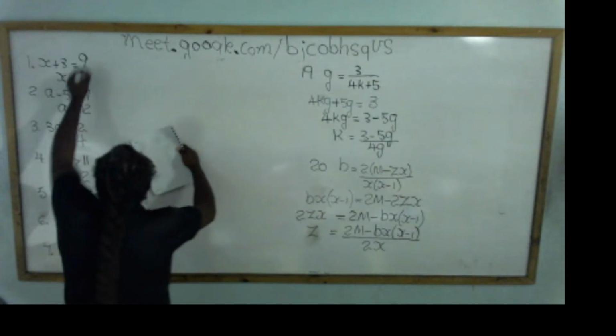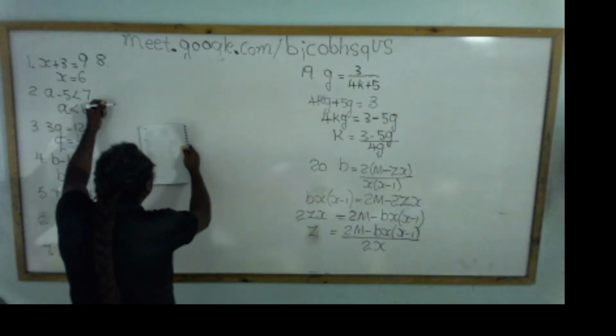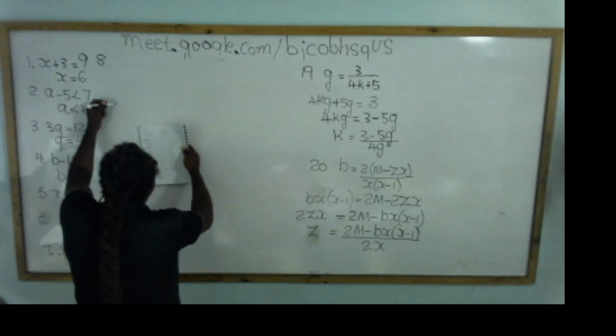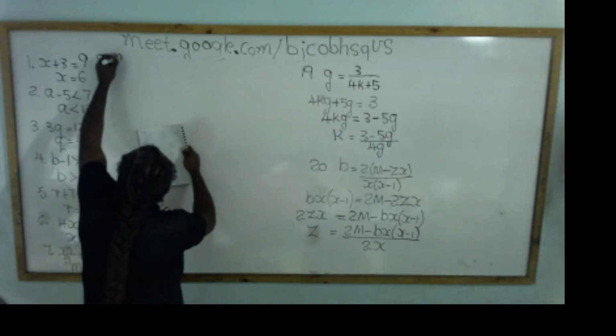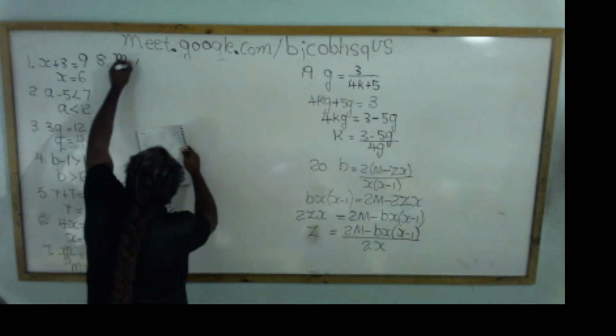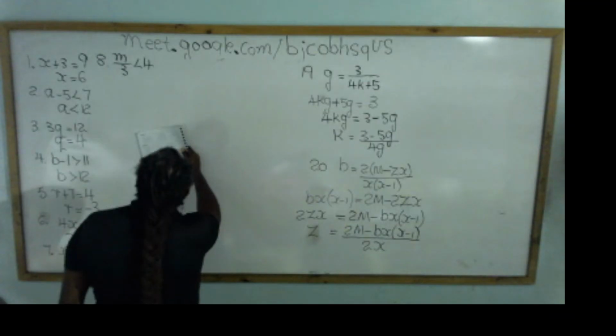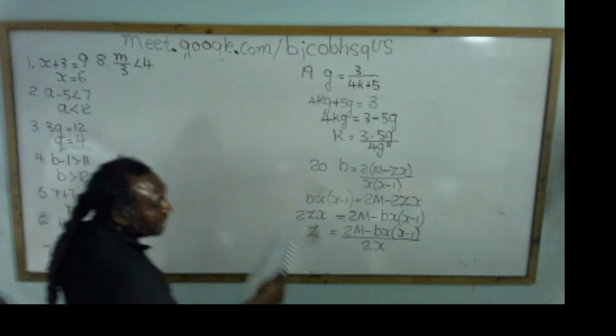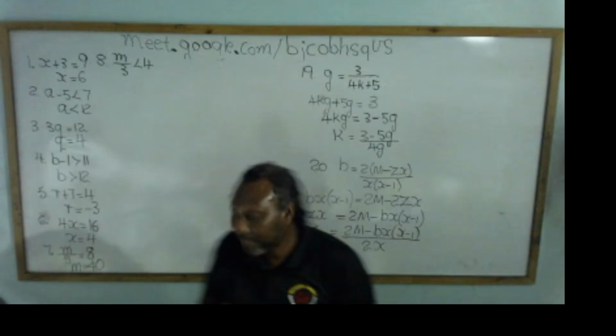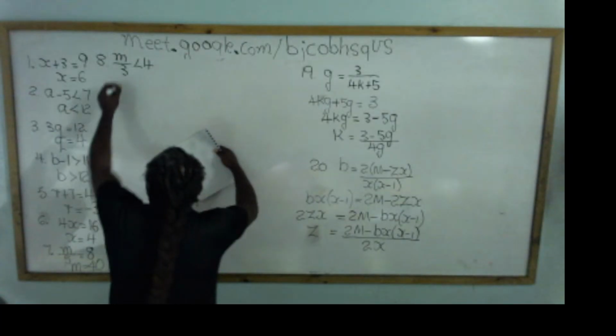Number 8. M over 3 is less than 4. Let's go, students. That means what? M is less than what?